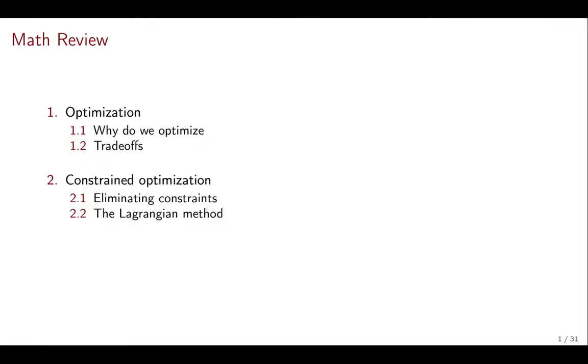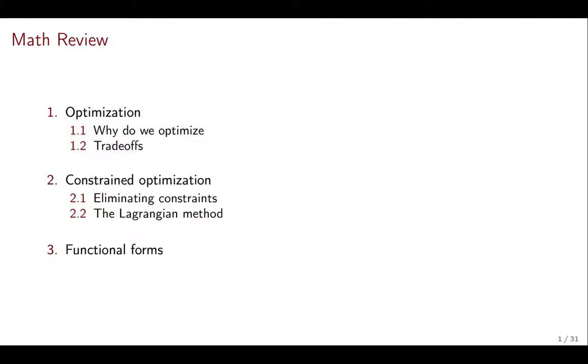Then we're going to focus on constraint optimization problems. We're going to focus on two types of solution methods, eliminating constraints and the Lagrangian method. Constraint optimization problems are ubiquitous in our models because most problems agents face in the economy are subject to a certain type of constraint. We're going to be clear about that later. And then finally, we're going to be covering some functional forms that we're going to be revisiting as we go and work through problems in the course.